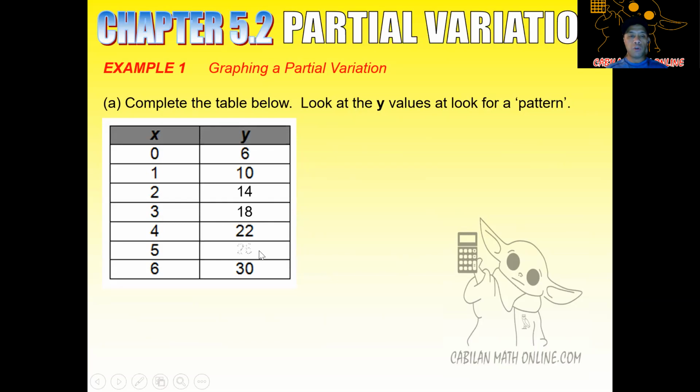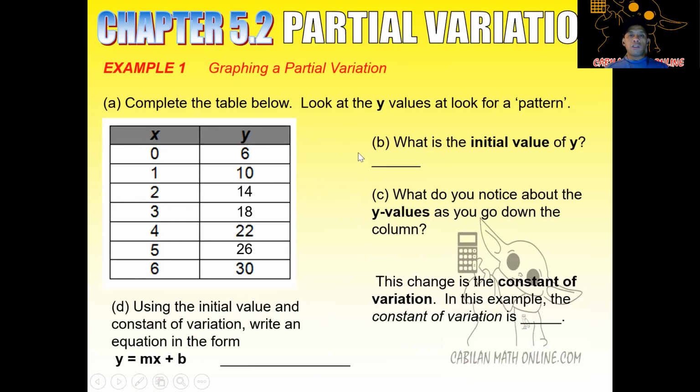Add 4 to 22, we get 26. So what we've done here is completed the table to help us answer the next set of questions. So for part B here, it's what is the initial value of y?